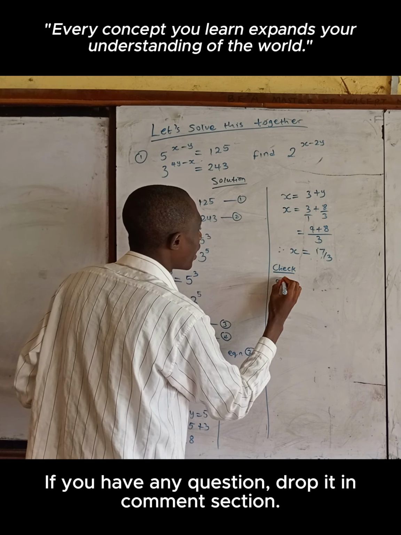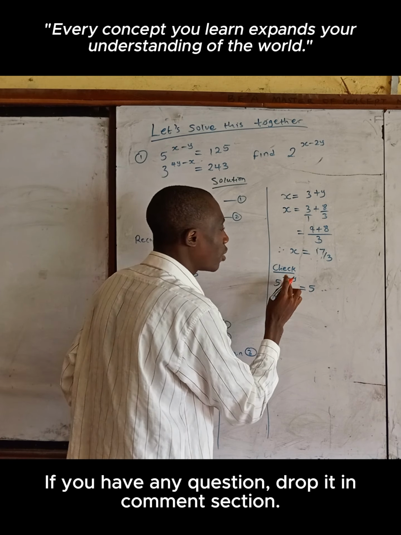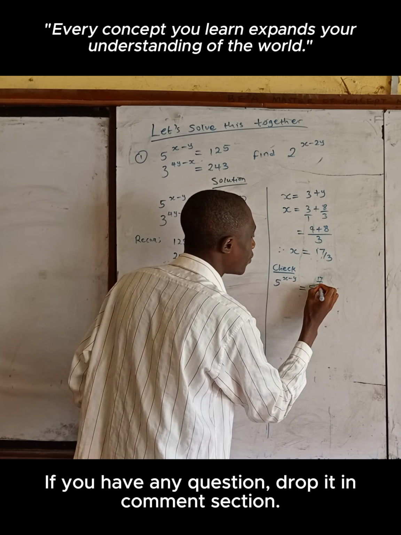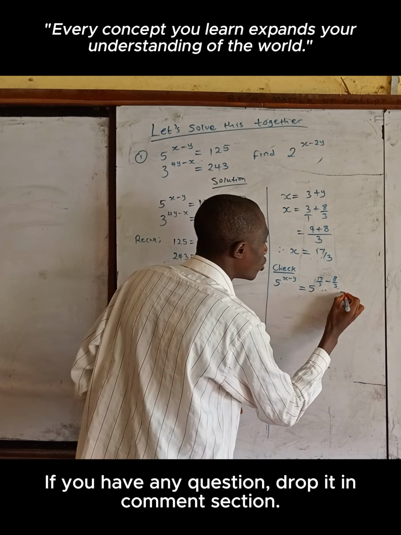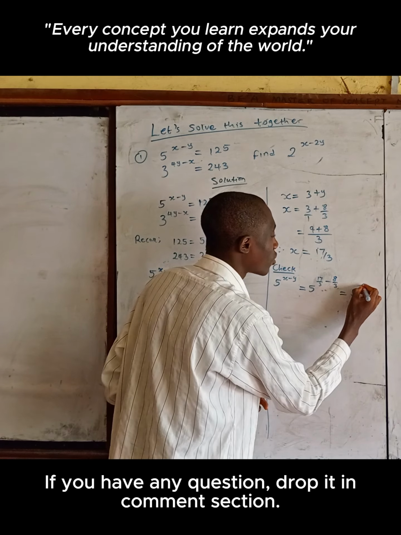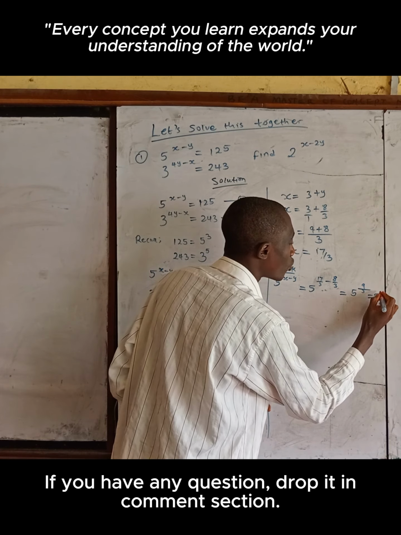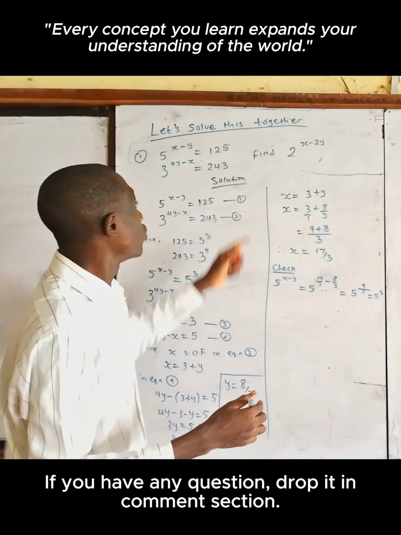5 raised to power x minus y. What is it going to give us? That is 5 raised to power, what is our x? 17 divided by 3. Then minus that is 8 divided by 3, which is equals to what? That is 5. If you subtract this, our LCM is 3 divided by, that is 17 minus 8. That's going to give us 9. That is 5 raised to power 3. And if you multiply this, 5 times 5 times 5, it's going to give you 125.